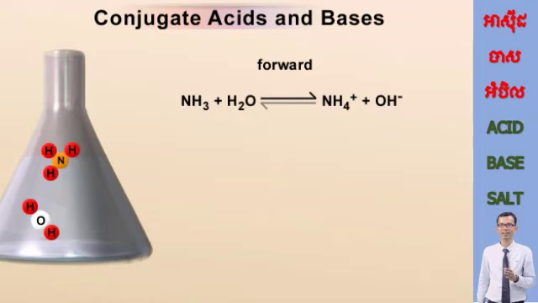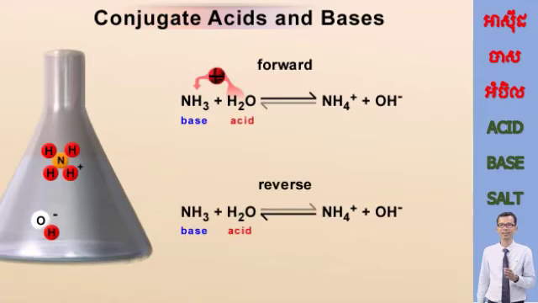Now, take a look at the reversible reaction of ammonia in an aqueous solution. As the reaction proceeds from left to right, aqueous ammonia acts as a base, accepting a proton from water. Since water is donating a proton, it is acting as an acid. In the reverse reaction, the ammonium ion is the conjugate acid of ammonia and acts as an acid because it donates a proton to the hydroxide ion. The hydroxide ion is the conjugate base of water because it accepts the proton.